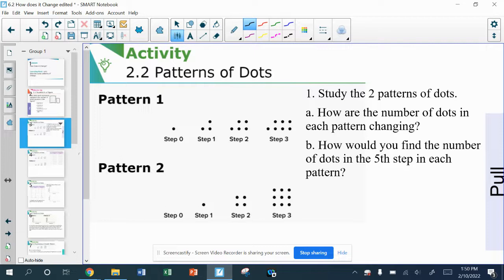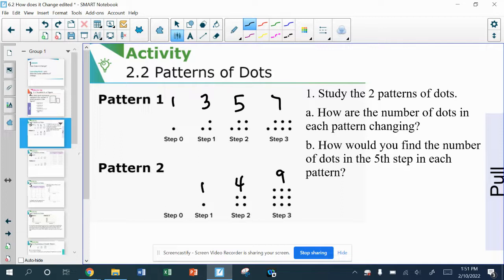So in pattern 1, I have 1 dot. That's step 0, and I know that step 0 is kind of weird to talk about, but we will be talking about that eventually. Step 1 then has 3 dots. Step 2 has 5 dots. Step 3 has 7 dots. In pattern 2, I don't have any dots in step 0. Step 1 is 1. Step 2 is 4. Step 3 is 9.